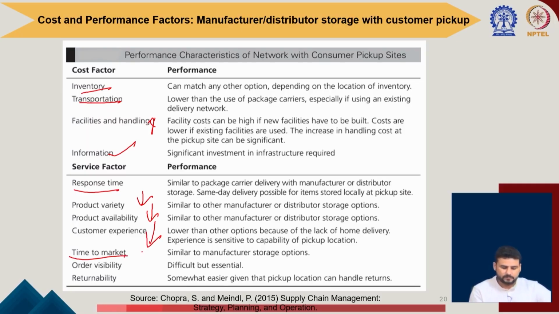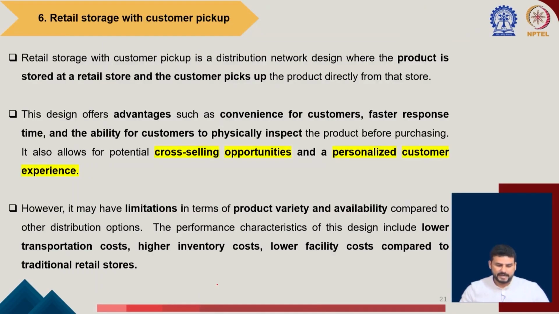Time to market will take more time, because again you are not storing at the manufacturer location. Then order visibility will be difficult, but yes, throughout the distribution network you are maintaining that virtual network where your product is, so you can track that. Returnability will be easier, given that the pickup location can handle the returns as well, if they are handling it.